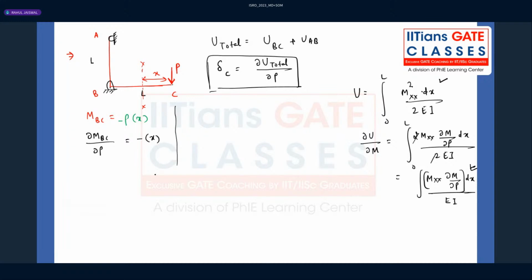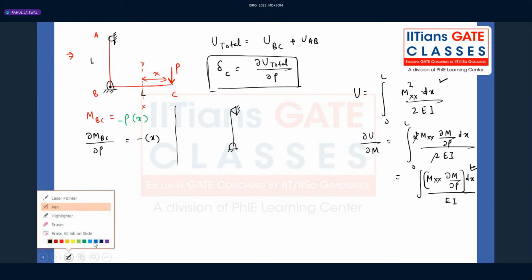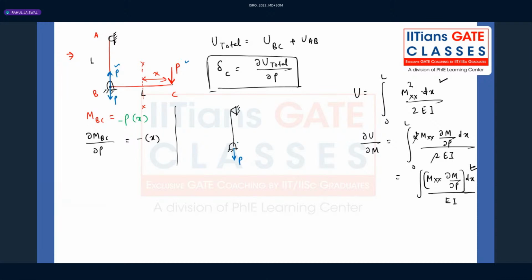What about the AB member? When two members are connected and you want to transfer the load to point B, you simply apply two loads, equal and opposite in direction. Here, you just apply P and P. One P causes the downward load P, and the other two Ps create a bending moment in these directions, like this: P into L.